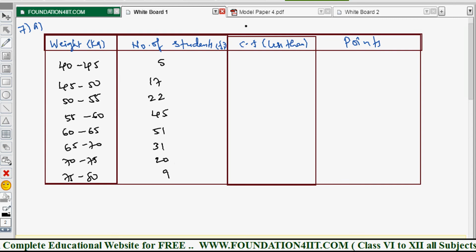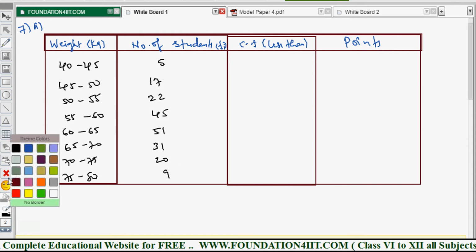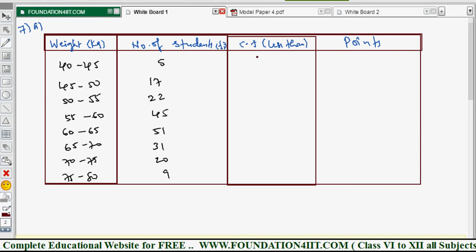Now for the cumulative frequency, the first number is as it is, 5. 5 plus the next number 17 is 22. 22 plus the next number 22 is 44. 44 plus the next number 45 gives 89, and adding the next number gives 140. Adding 31 gives 171. 171 plus 20 is 191, and then 200. This is the less than cumulative frequency.